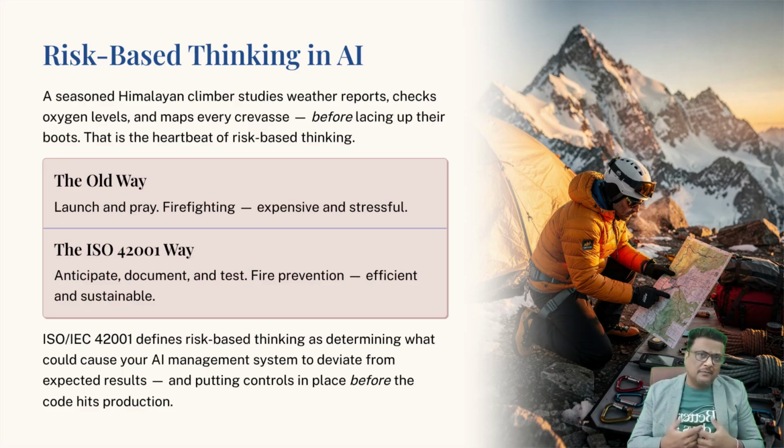and sustainable. So, now that we have mastered the core philosophy of proactive risk management, you might be wondering how we actually identify these hidden dangers before they impact our business operations. Well, that brings us right into our next step, which is the process of identifying AI risks.